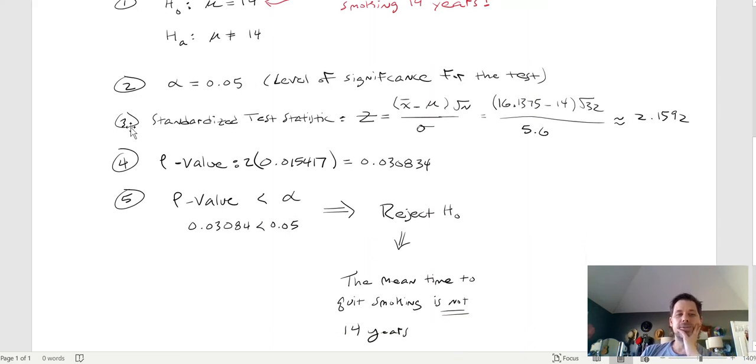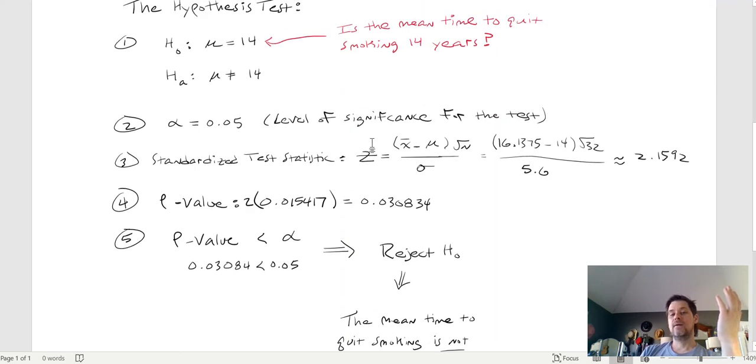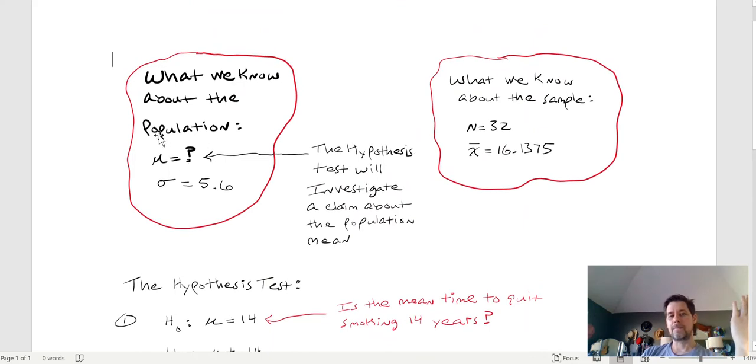All right, now the third step, we need this number called the standardized test statistic, okay? And we take that from the sample mean minus the population mean times the root of the sample size divided by the population standard deviation. Now, didn't I say up here we weren't given the population mean? Yeah, we got the sample size, the sample mean, and the population standard deviation. We don't have the population mean. We don't know what it is. We're trying to make some statement about it and judge whether it's true or not, okay?